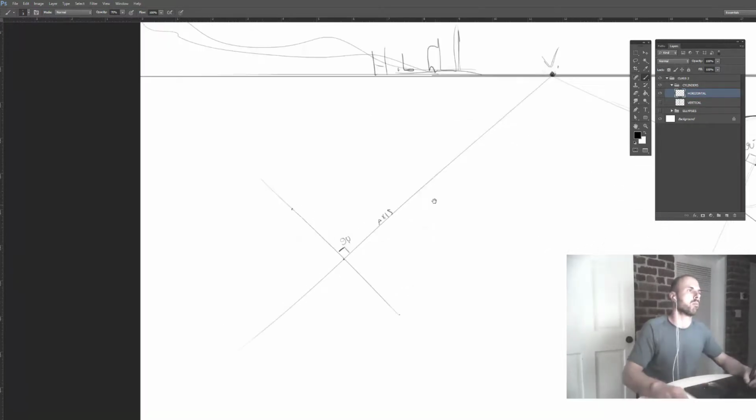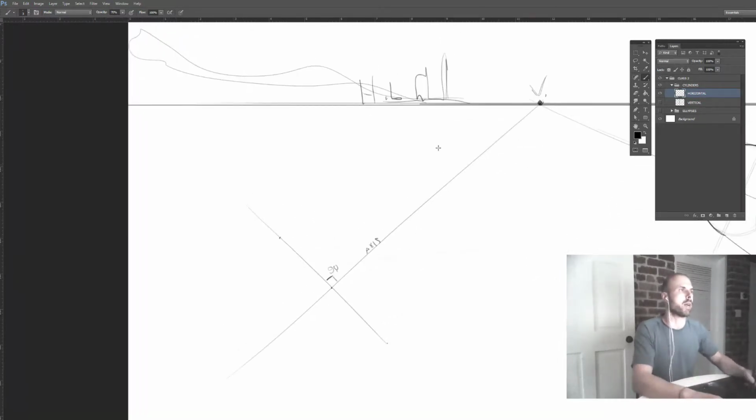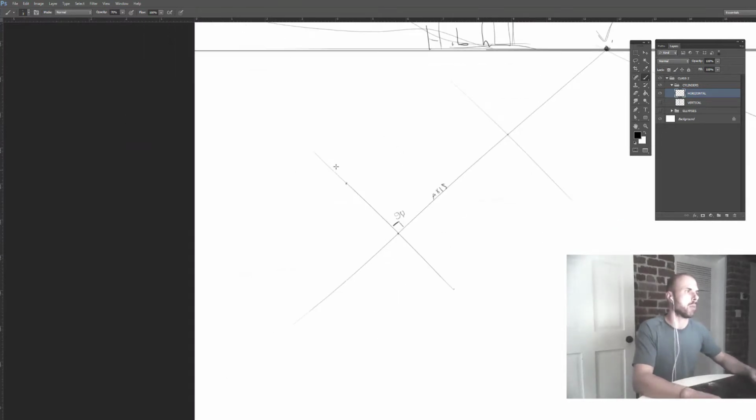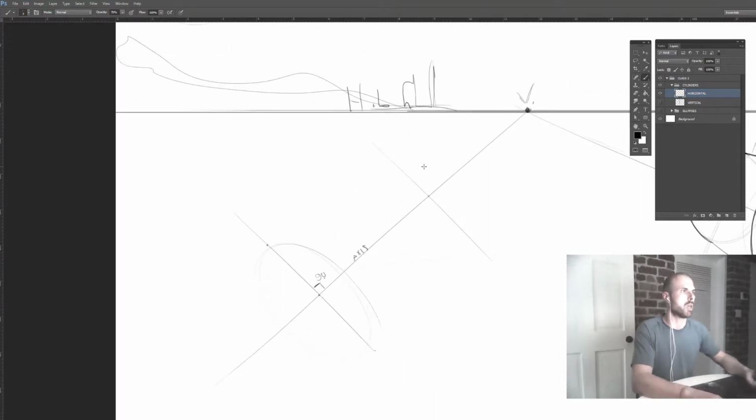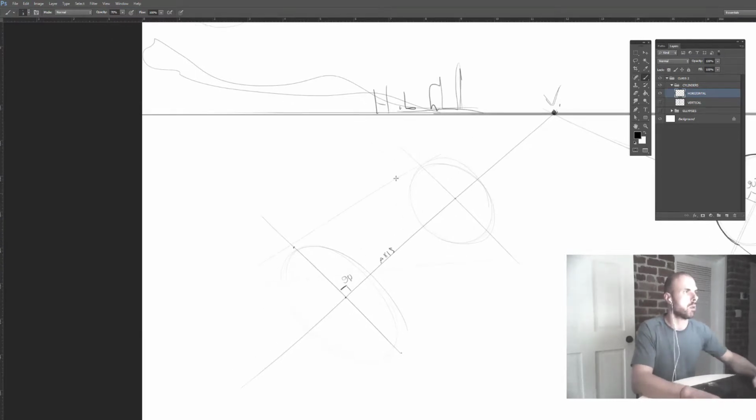I'm going to show you another one here, so different axes, another 90-degree line here. I'm going to sketch an ellipse here. I'm going to sketch a wider ellipse here. I'm going to connect them like this.